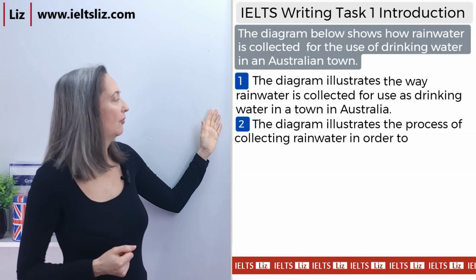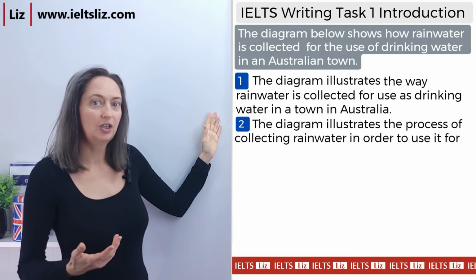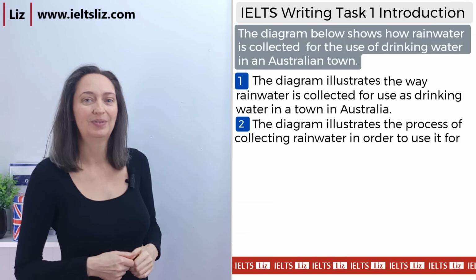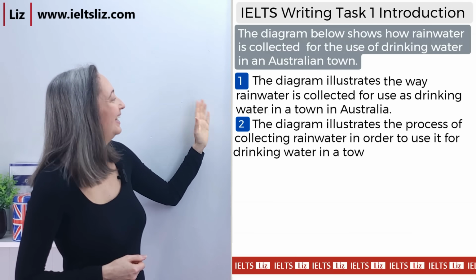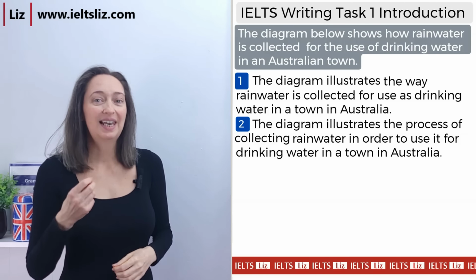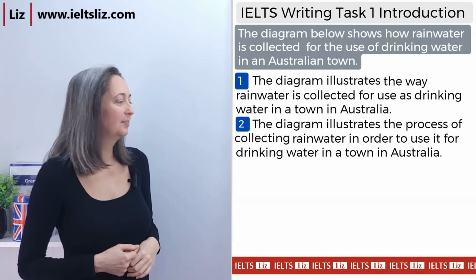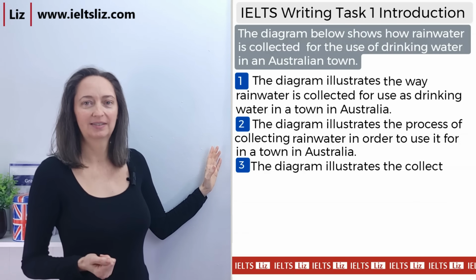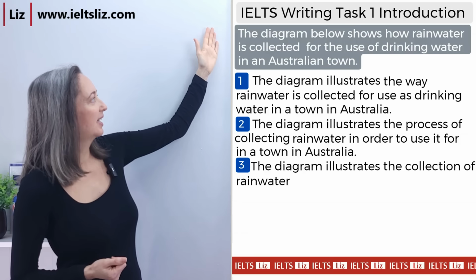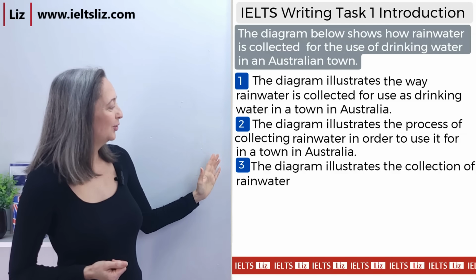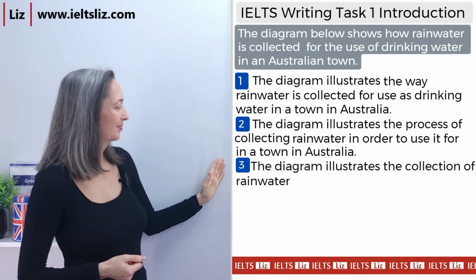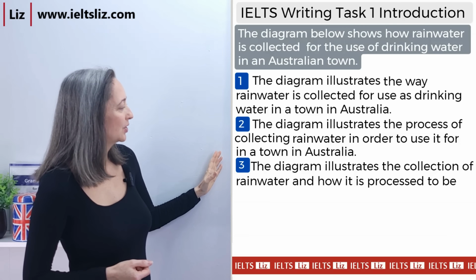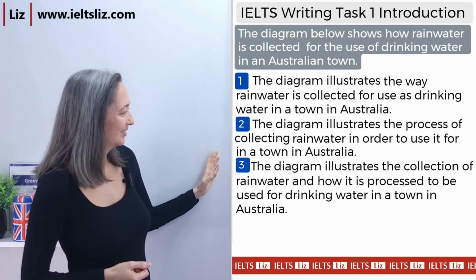Now we've got another paraphrase. It's the same word, use, but we're using it as a verb this time instead of a noun. In order to use it for drinking water in a town in Australia. Let's move on to number 3. We've got the diagram illustrates the collection of rainwater. So now we've gone from is collected to collecting to the collection, a noun. The collection of rainwater and how it is processed to be used for drinking water in a town in Australia.